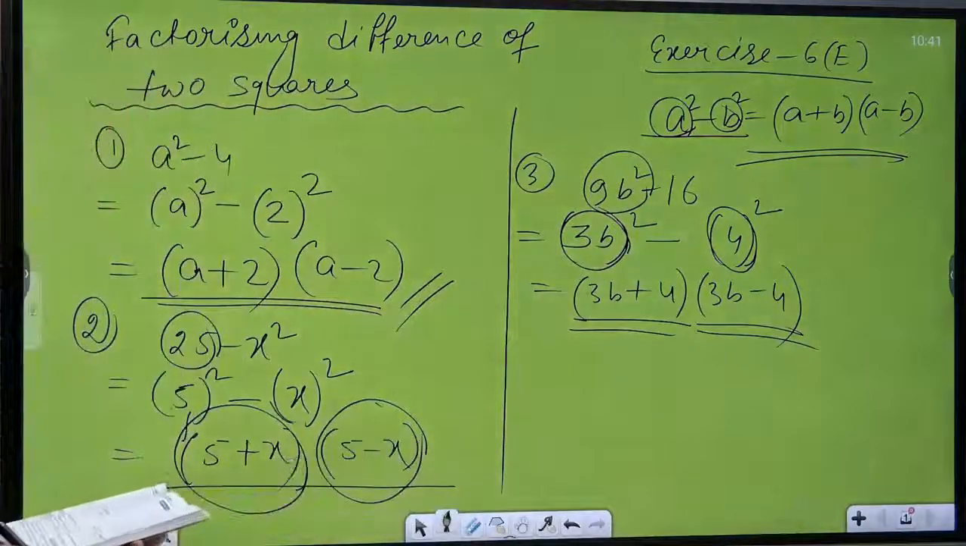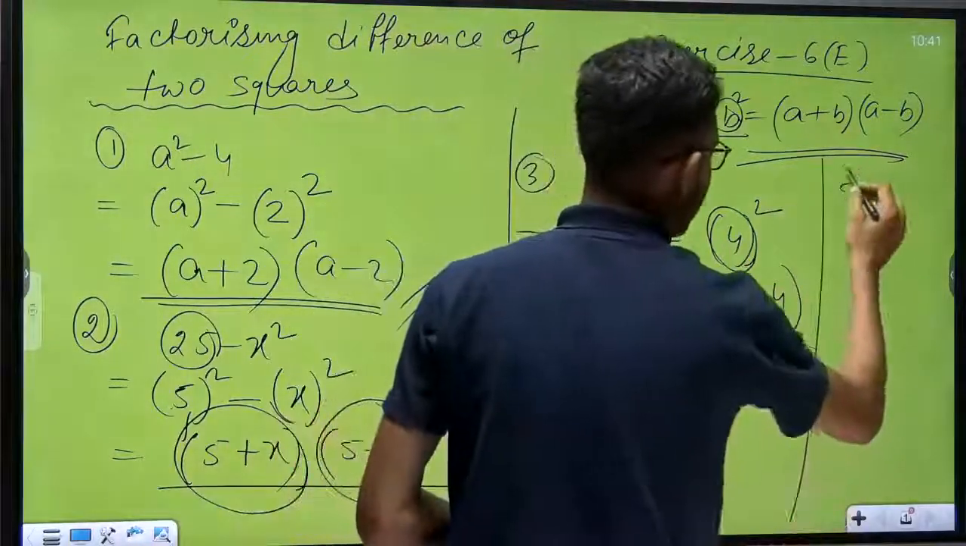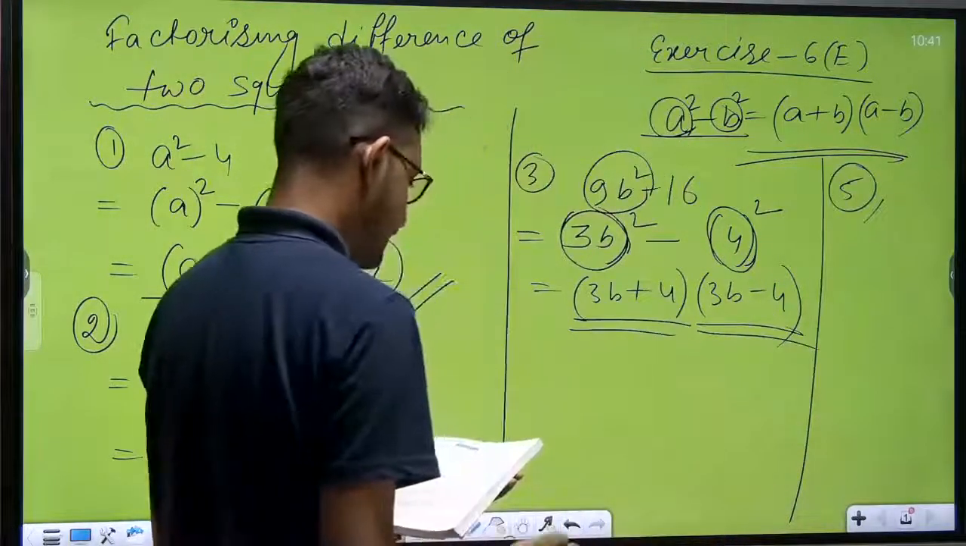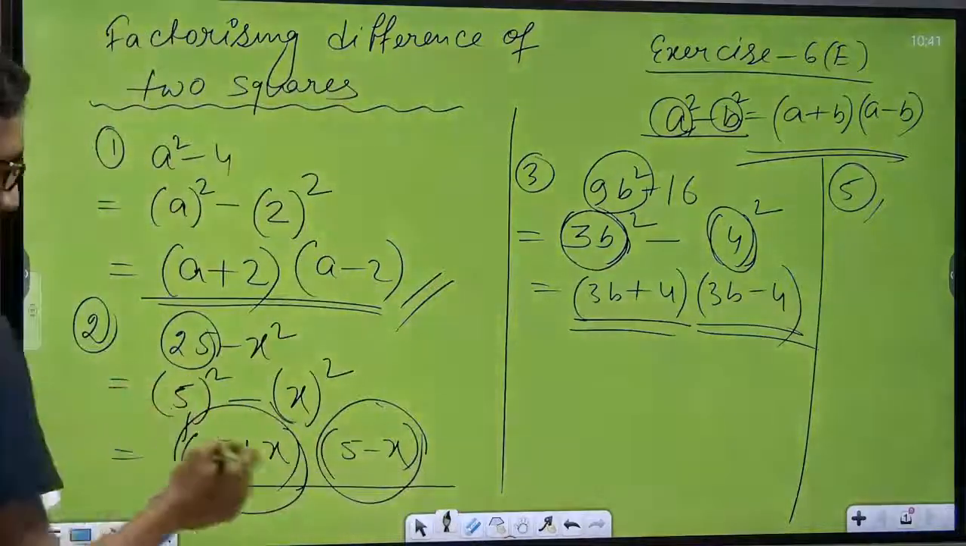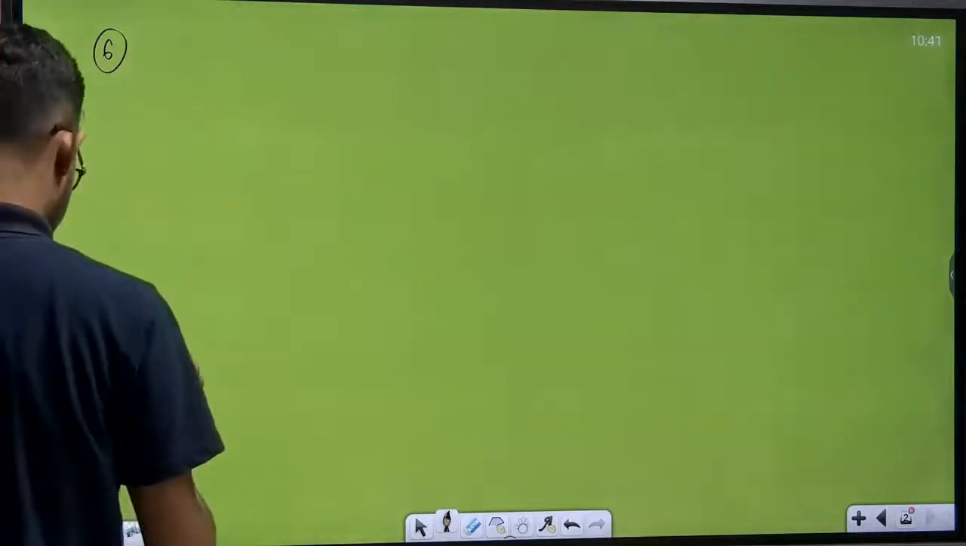So next question I will give as homework. All of you note down this question number 5. This is your homework because it is a very simple question. And question number 6 you have to solve yourself. Okay, so just wait. Question number 6 I'm writing here.